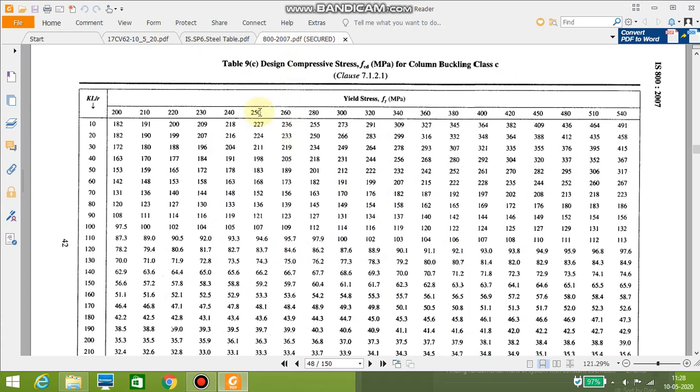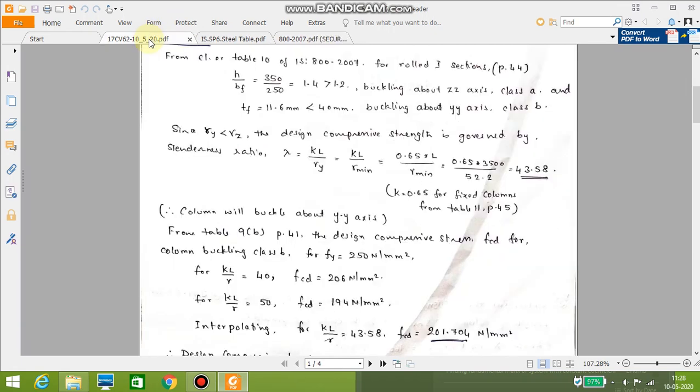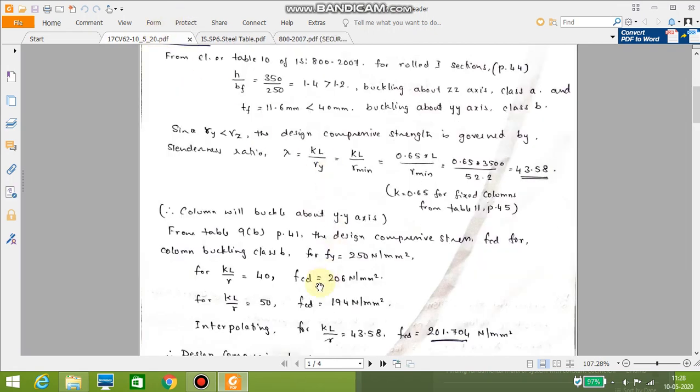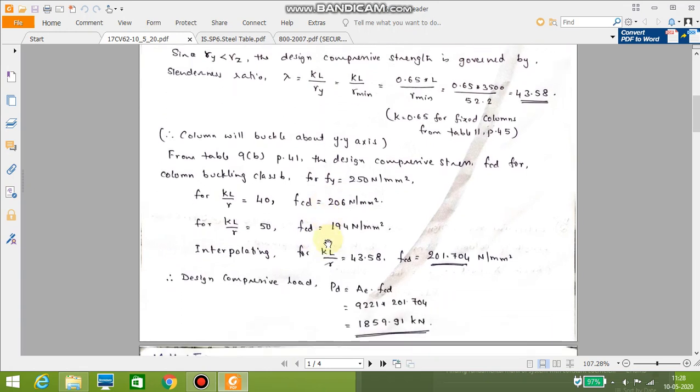This is the Fy value, and our 43.58, that is the KL by R, is in between 40 and 50. So between 40 and 50 the values are 198 and 183. You interpolate between these two to get the value of FCD. So we get, upon interpolating, FCD equal to 201.704 Newton per millimeter square.